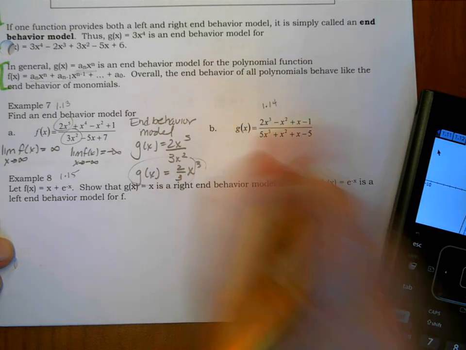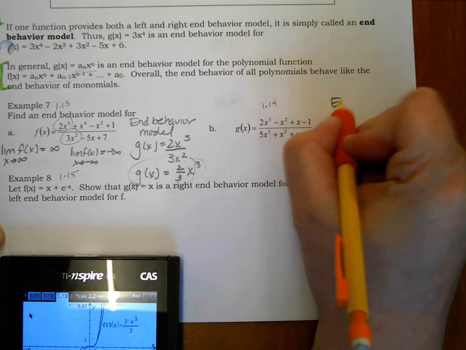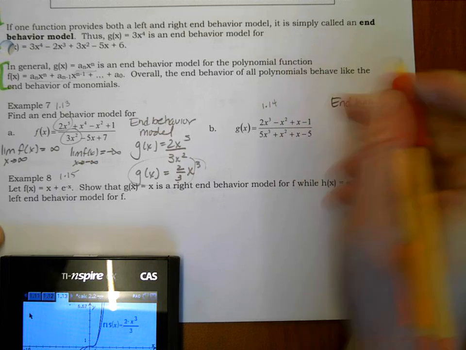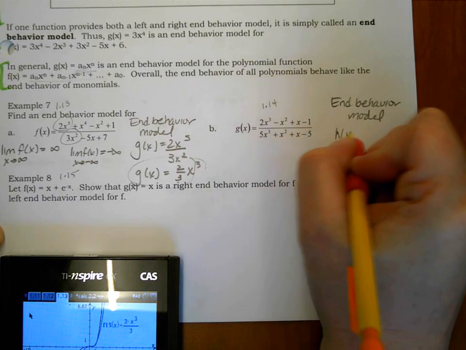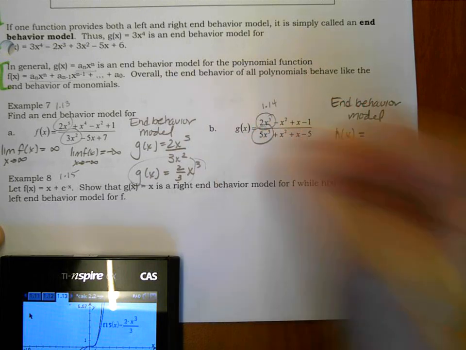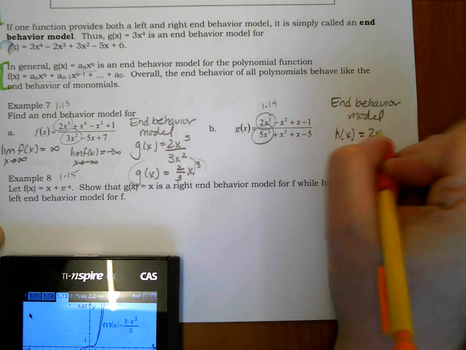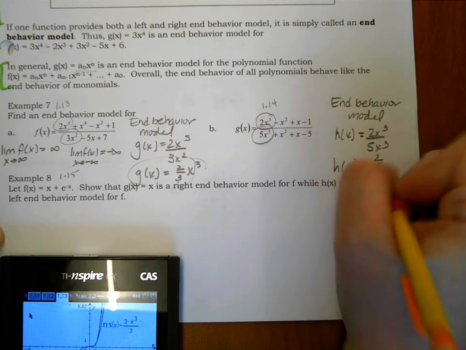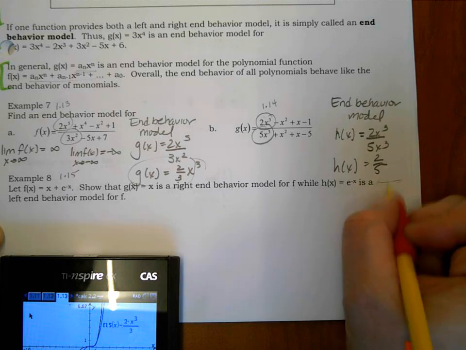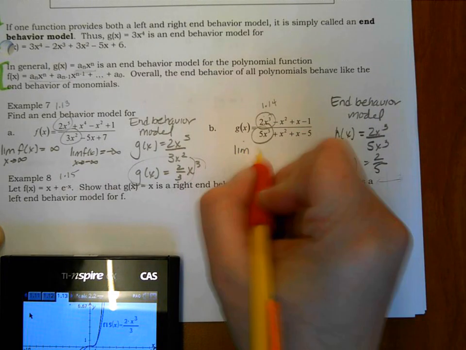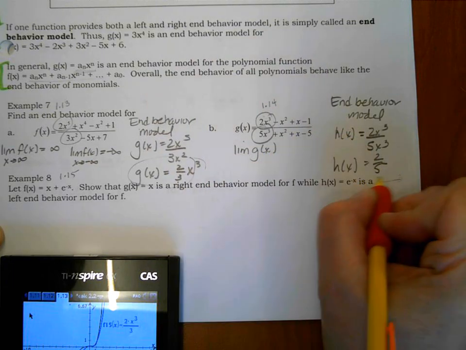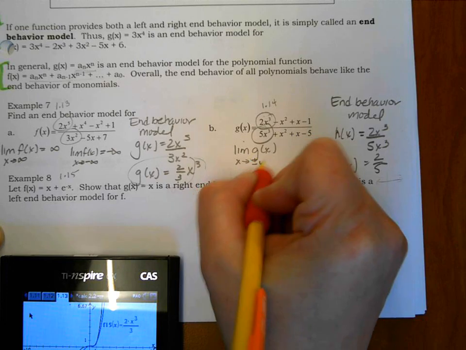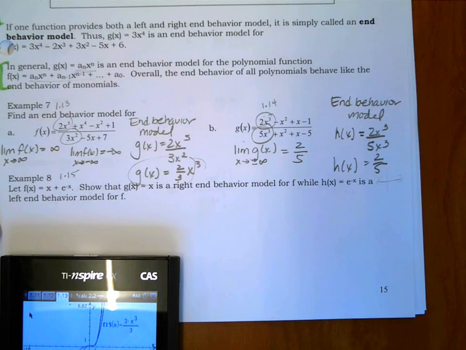The end behavior of this is going to be the same as the end behavior of its end behavior model, which I'm going to call h of x, a different letter. It's just taking the leading terms of each of the numerator and denominator. So h of x equals, those cancel, so 2/5, that's just the horizontal line through 2/5. So this has a horizontal asymptote at 2/5. As x approaches really positive or negative infinity, the limit is going to be 2/5.